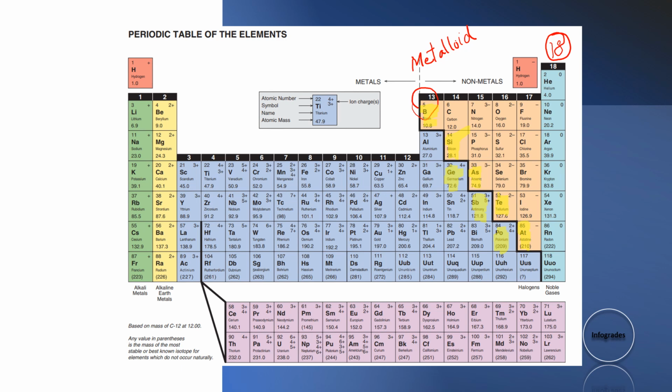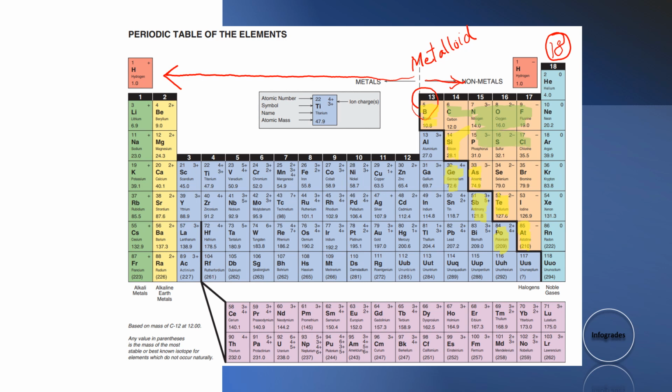So metalloids do show properties between metals and nonmetals. So where are metals? Metals are on the left side of the periodic table. So all these are metals. Nonmetals are on the right side of the periodic table, excluding the group 18 elements. If we highlight nonmetals, all these are nonmetals.